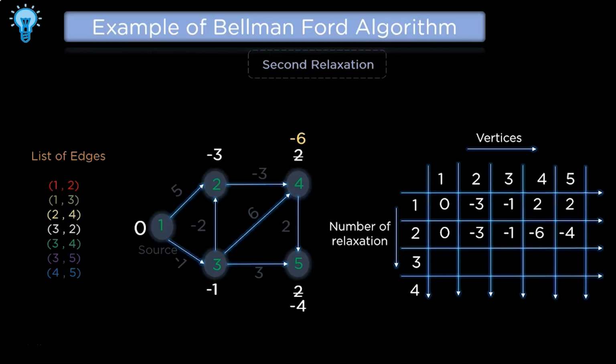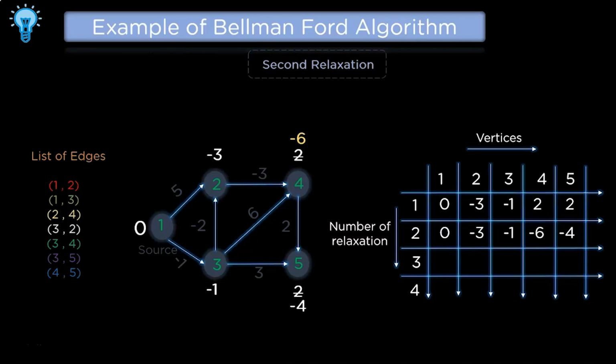But 5 is greater than -6, so we will not be replacing it. Now we have 3 to 5 edge, where the weight is 3 and the cost is calculated as -1 plus 3, which is equal to 2. And 2 is already there, so we won't update it. Finally, we have a 4 to 5 edge, where the weight is 2 and the cost is calculated as -6 plus 2, which is equal to -4, and -4 is less than 2.